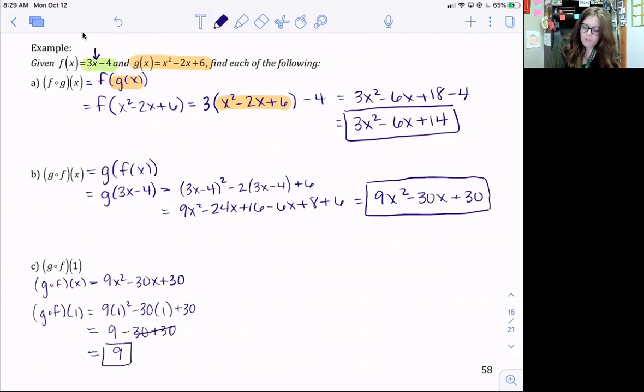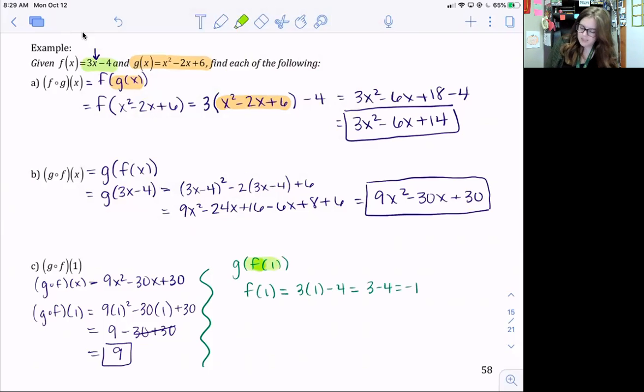Okay. But what if we wouldn't have done part B? What if we would have just been left with our first f of x and g of x and given this? So we're asked to find g of f of 1. Start off by finding f of 1. So f of 1 equals 3 times 1 minus 4, 3 minus 4, which is negative 1.